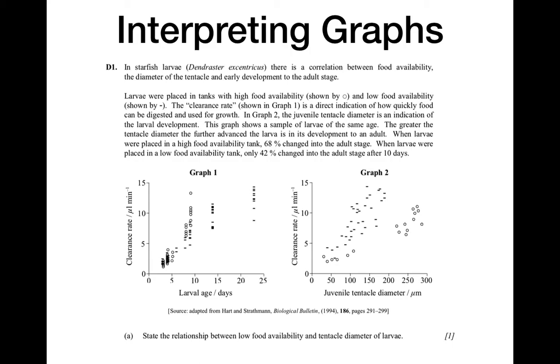So what we can see here, 200 microns is the maximum tentacle diameter with low food availability. Nothing goes beyond that limit. You could say it's limited tentacle diameter, it's not going fully developed. And you have the smallest is 48 or so microns, something like this.